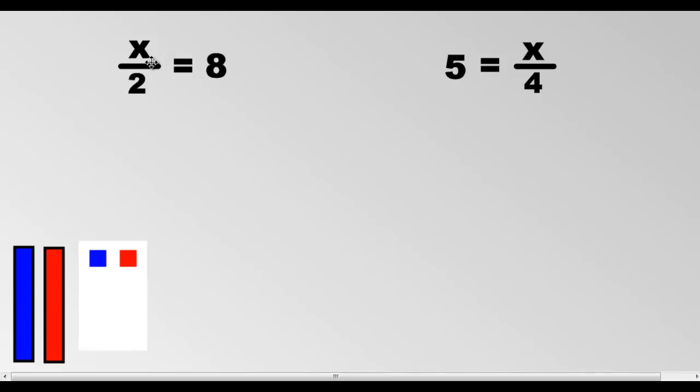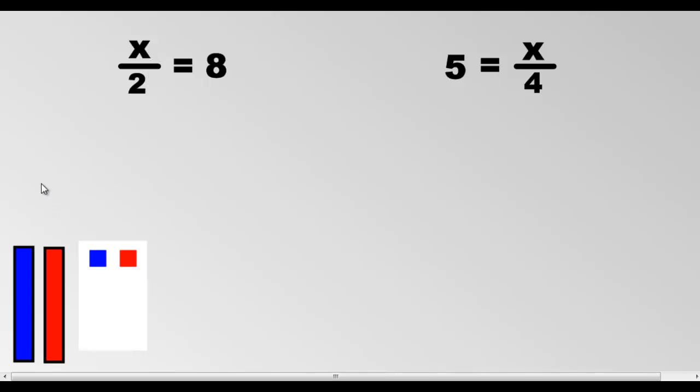Reading this equation, it says, take x, divide it into two pieces, and let it equal to 8. Saying it another way, you could state it as half a number. Remember back to those lessons in the past when we had to read equations? You can read this as half of a number equals 8. What is the number worth? What is that number worth?